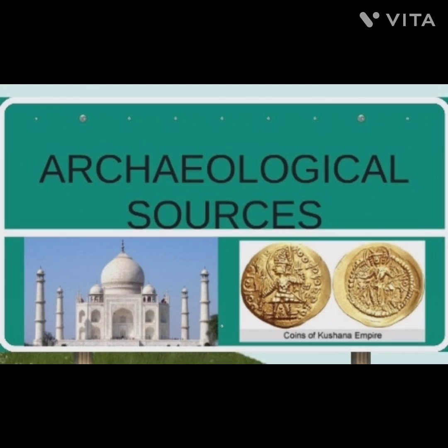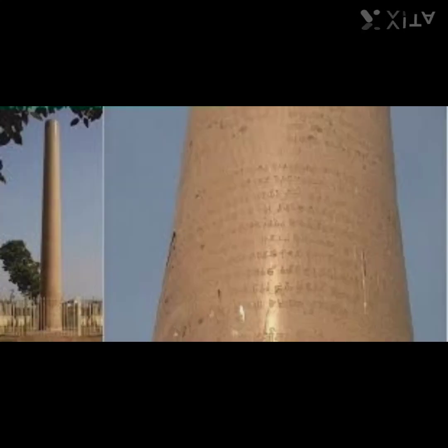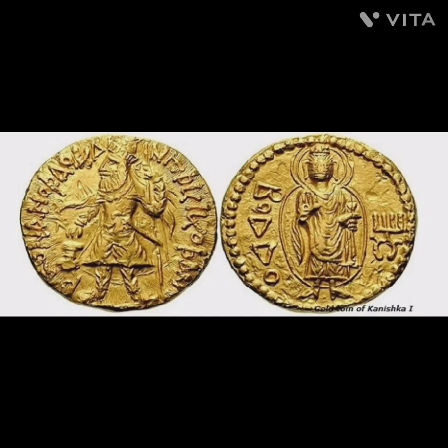Archaeological sources are generally in hard forms. They are basically the material evidence like historical buildings, coins, inscriptions, and other remains that give important and detailed information pertaining to a particular period. It provides us with more unbiased information. Some examples of archaeological sources are pillars, sculptures, coins, inscriptions, statues, clothes, bronze, etc.